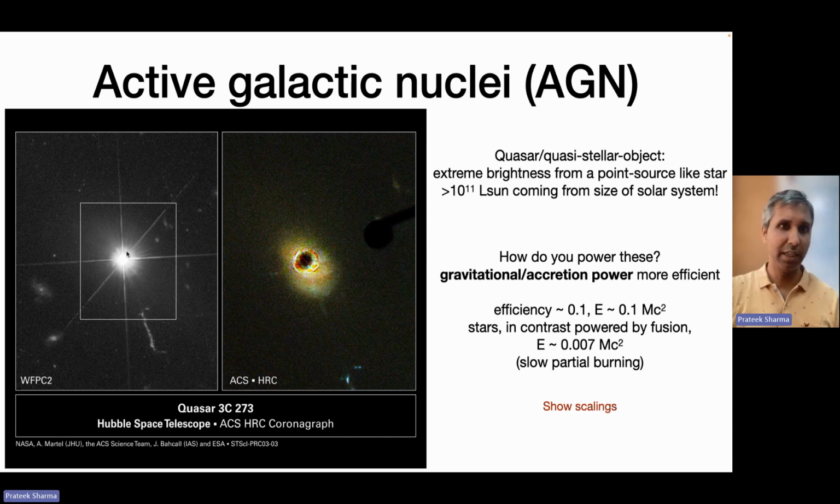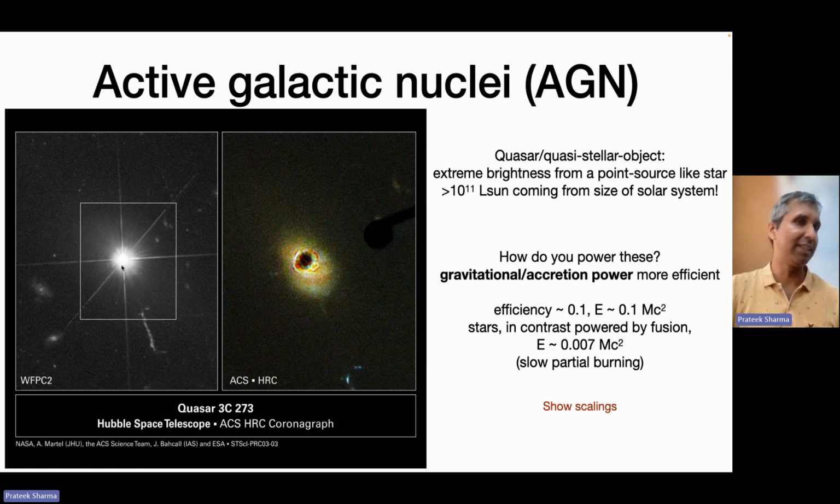So here is a Hubble Space Telescope image of a quasar. And this is basically a point source. So that's why they are called quasi-stellar objects. They are like stars. They are point sources. Okay. So this is an image of a galaxy.